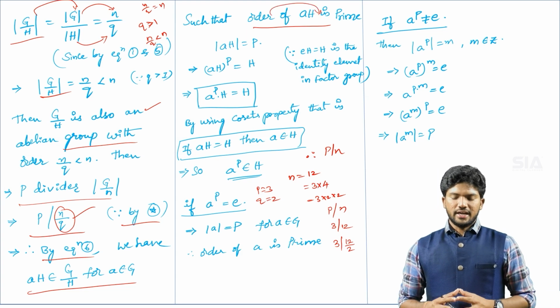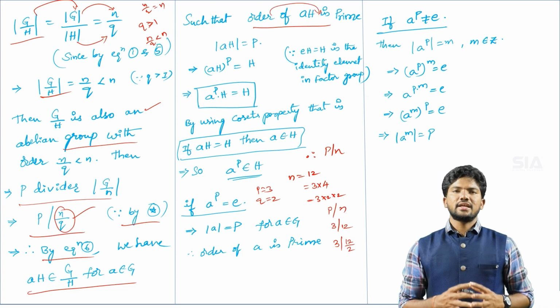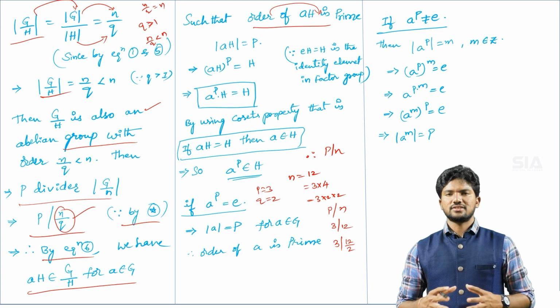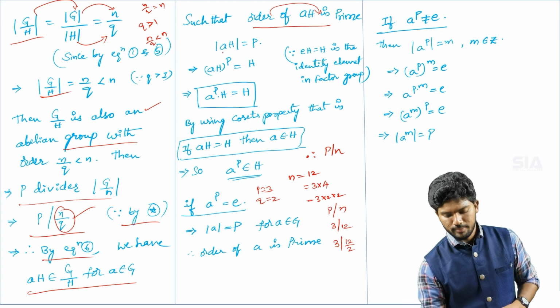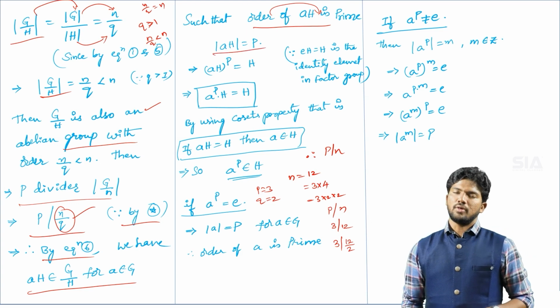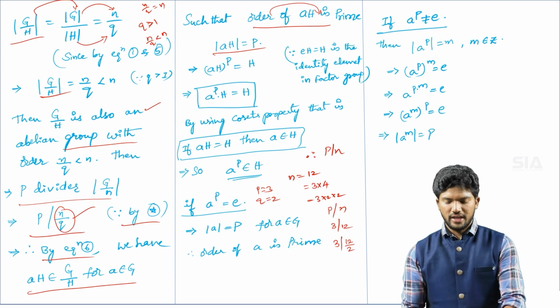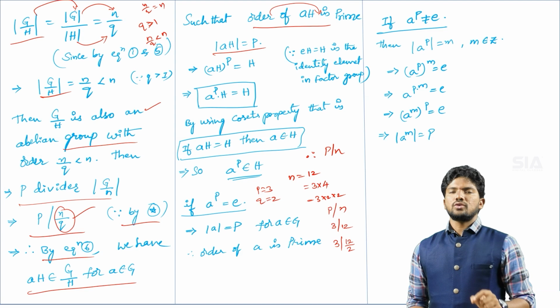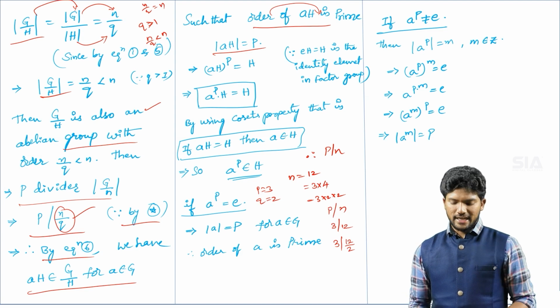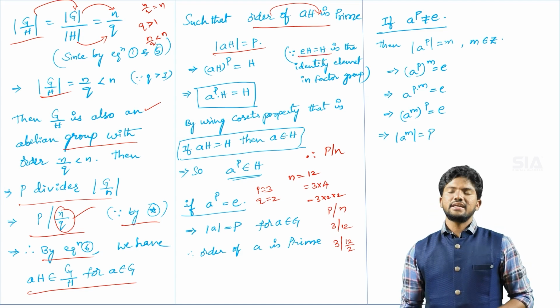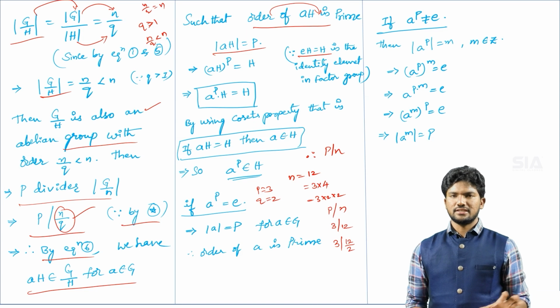So therefore the order of aH, what is aH? An element in the factor group. So therefore the order of aH is also a prime. So that prime number, again I am taking p. Mod aH is equal to p. So according to the equation, this aH is a factor group element. In the factor group, how does the identity element exist for us? e into H is equal to H. We have discussed this in the previous lecture.